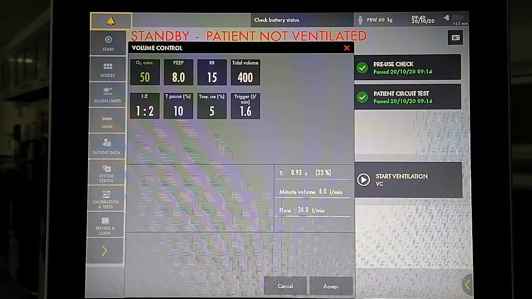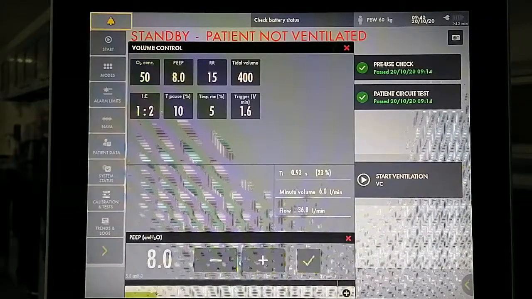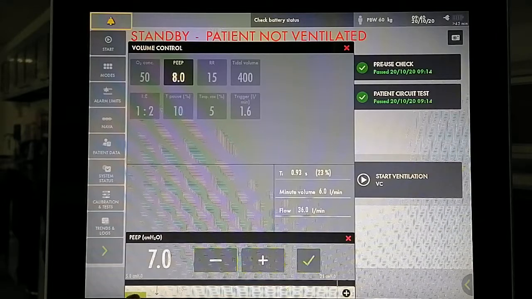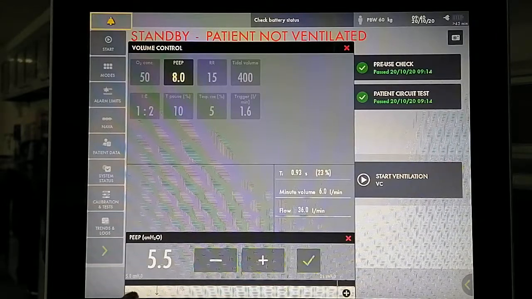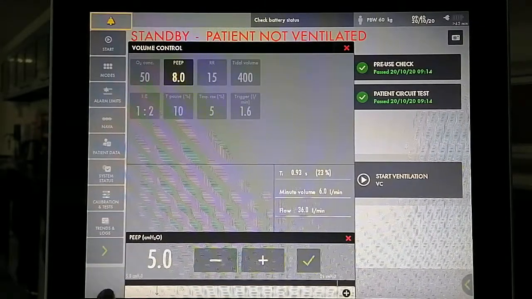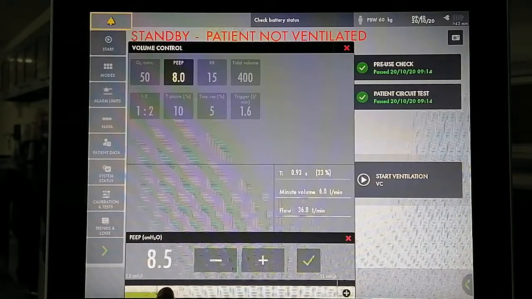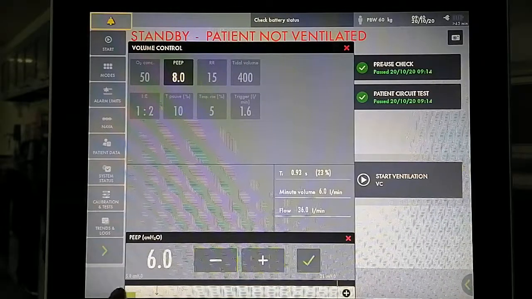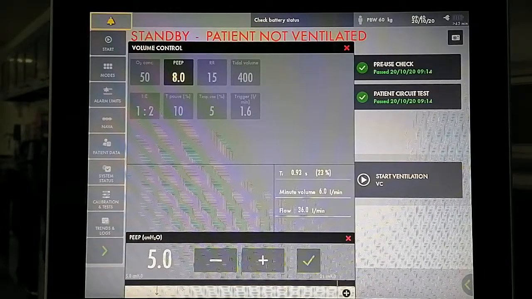Then we go to PEEP. In PEEP it's the same thing, so we can lower the PEEP. As you can see in this ventilator, the minimum is 5 centimeters H2O. So let's set the minimum.